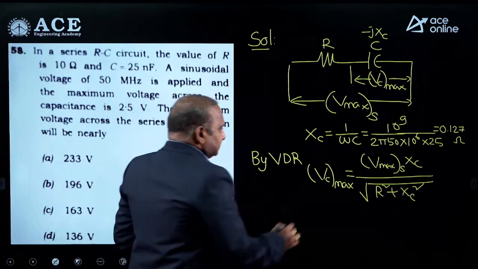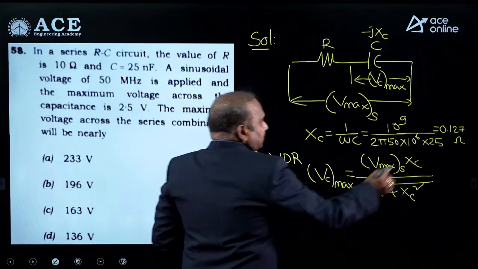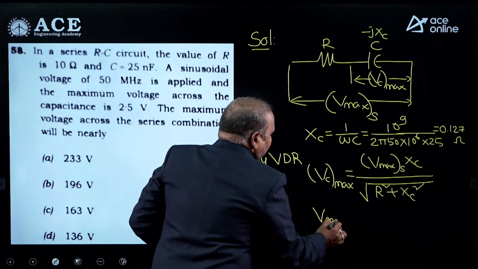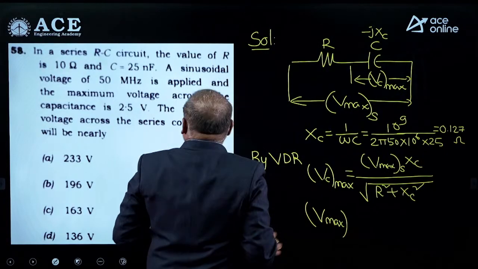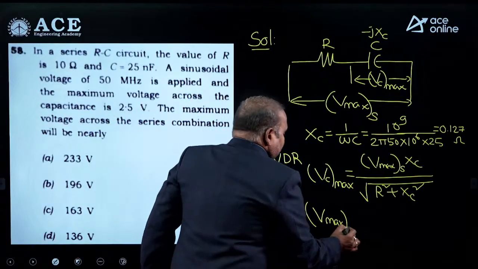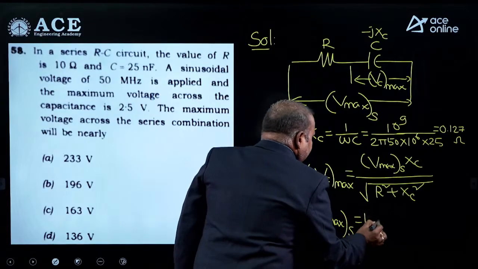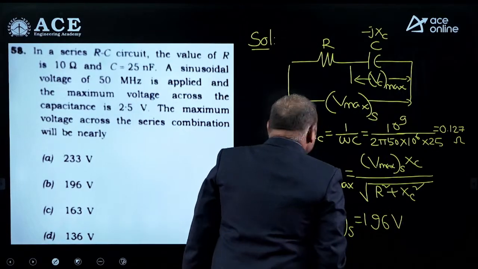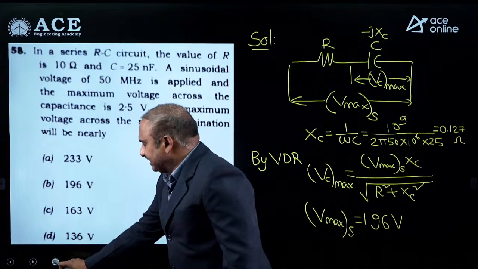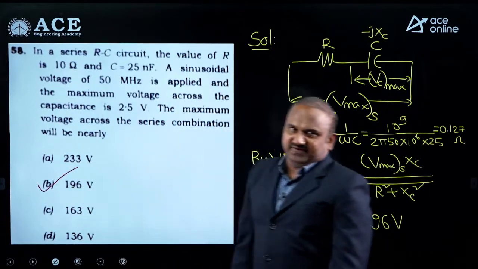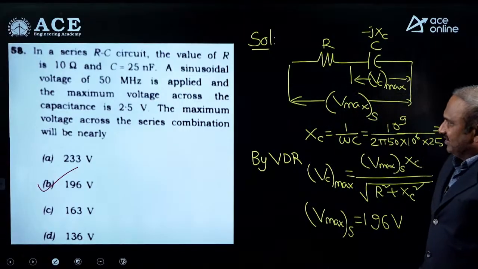Now based on this, here Vs maximum, this is 0.127. Using that you will get the maximum of total voltage. These 2.5 volts is given here. Now Vs maximum you will get as 196 volts, nearly equal to 196 volts. This is only the calculation part. Option B is the correct one. Okay, let us take the next one.